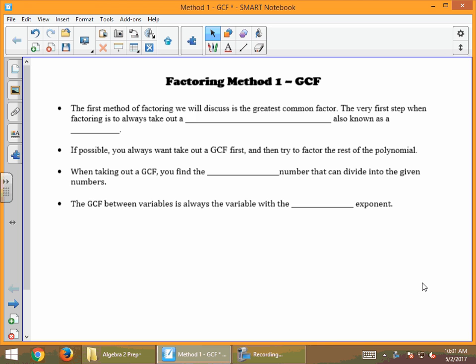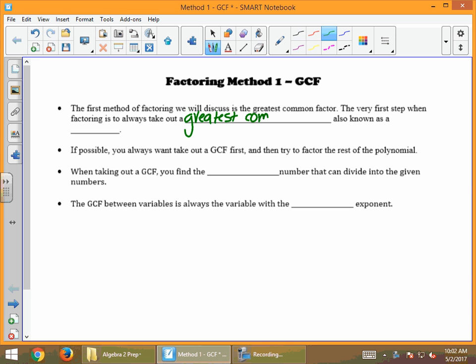Again, the very first method we're going to talk about is the very first step of factoring. And that is taking out a what? Greatest common factor. So your first step, whenever you're factoring, is always to take out the greatest common factor, also known as a, what's the abbreviation for it? GCF. Again, if possible, you always take out a GCF first.